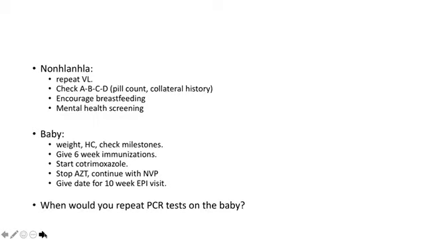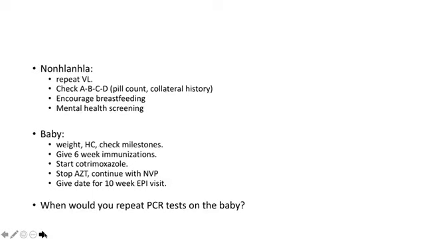In terms of the baby, it's an EPI visit, so we're going to check on weight and height, head circumference, check the milestones. We're going to give the 6-week immunizations. We're going to start cotrimoxazole, and we're going to stop the AZT. We're going to continue with the nevirapine, and then we're going to write a date for the 10-week EPI visit. Okay.